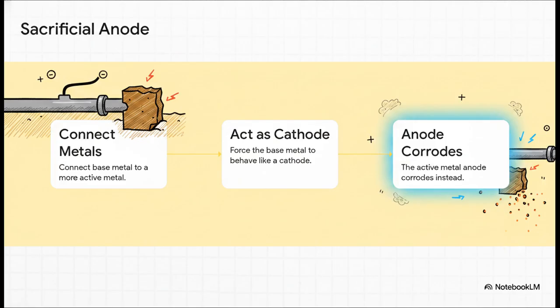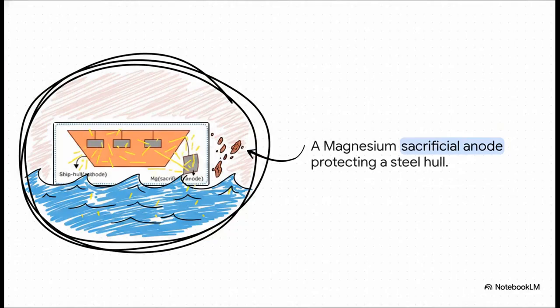And step 3, the active metal becomes the anode. It literally sacrifices itself, corroding away into absolutely nothing, just so the main structure remains completely untouched. We're basically redirecting the destructive flow of electrons to a decoy. Now, what's really interesting about this is how this incredible engineering looks in the real world, on a massive scale.